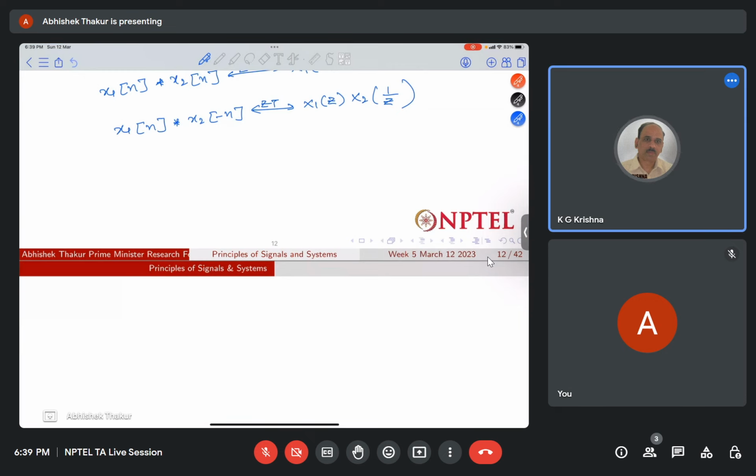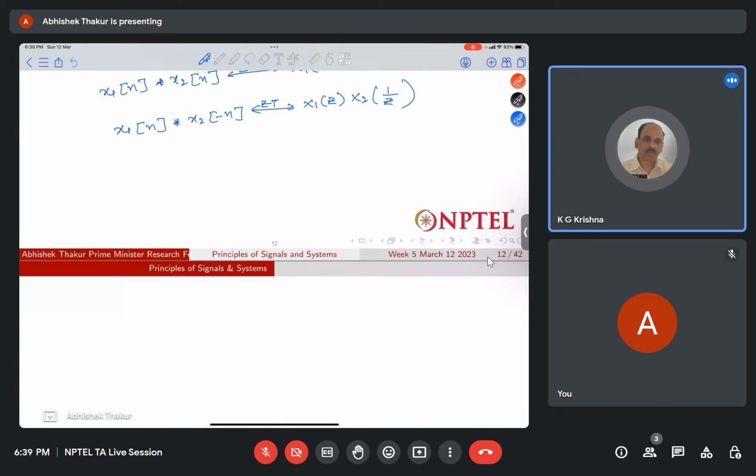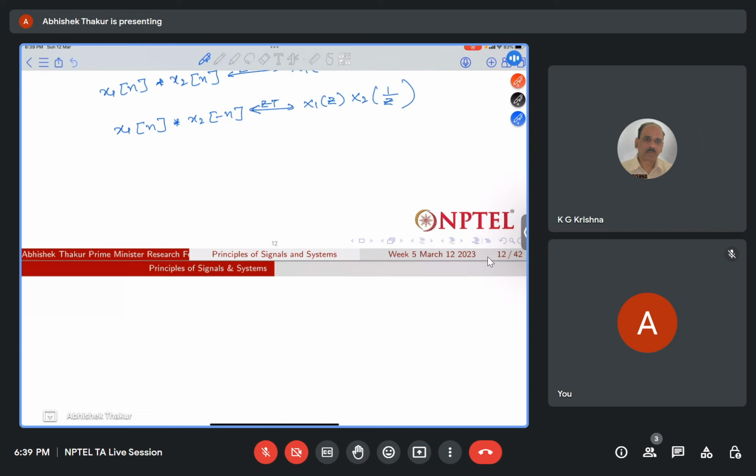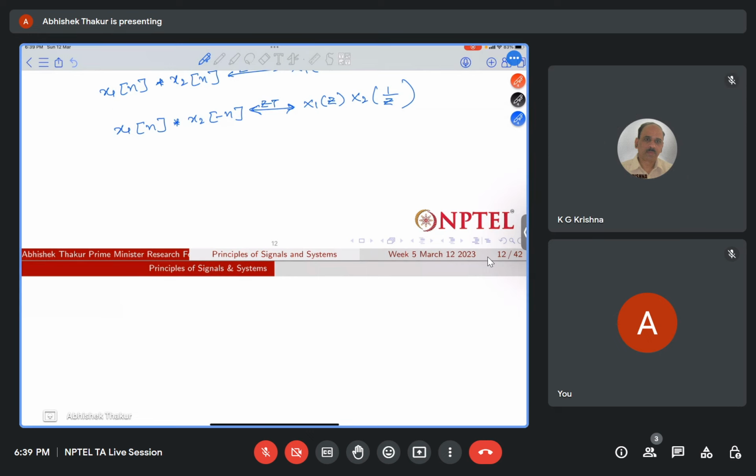Another thing: if multiplication in the time domain becomes convolution in the Z domain, maybe we can also mention that the reverse is true. Multiplication is the reverse process, so here it is given by this.